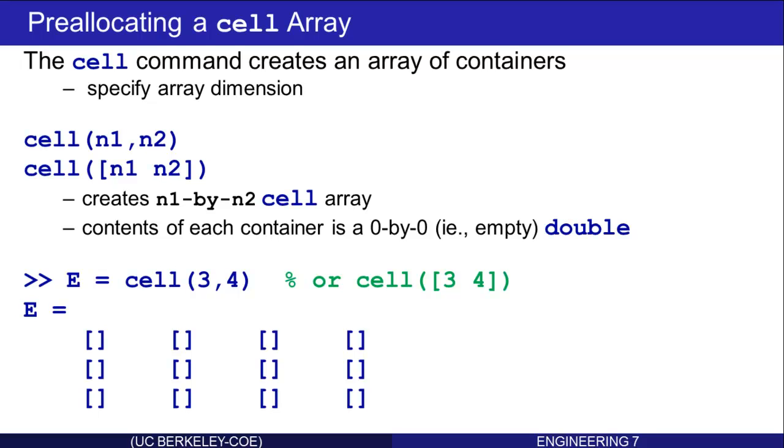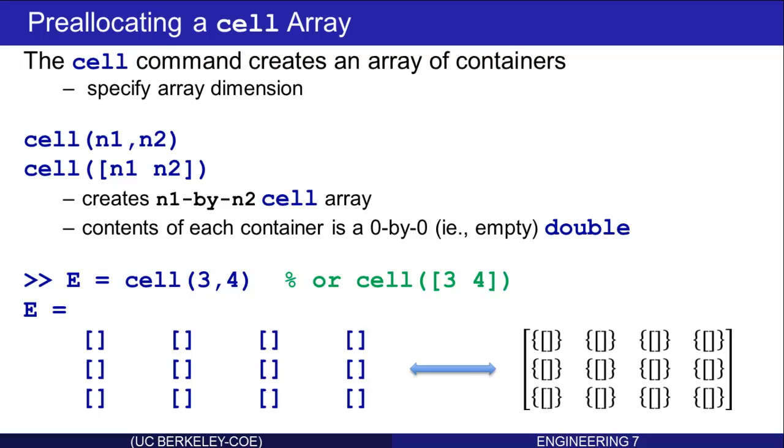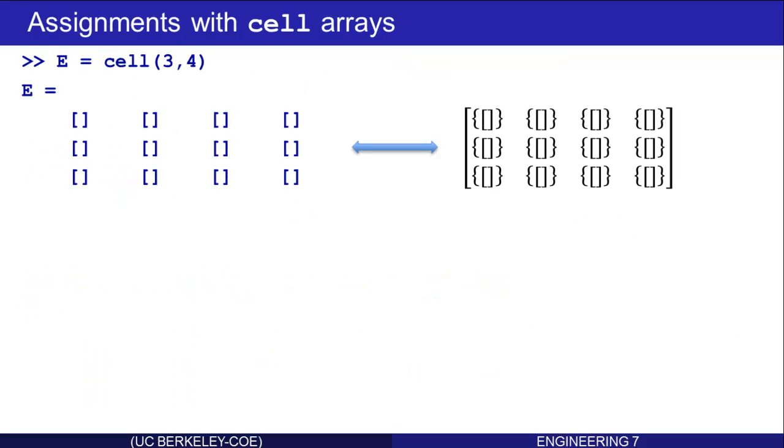Now, the way we've been visualizing this on the slides, we would draw it like this: a vertical and horizontal concatenation of 12 cells, and the contents of each cell is an empty double array. Now that E has been created, how can we fill its cells with contents? Recall that for both reference and assignment, curly brackets are associated with contents, while parentheses are associated with the array elements, the cells.